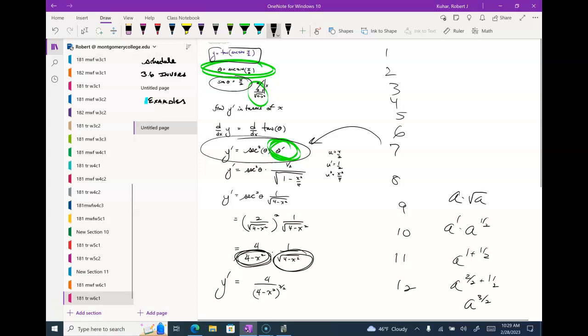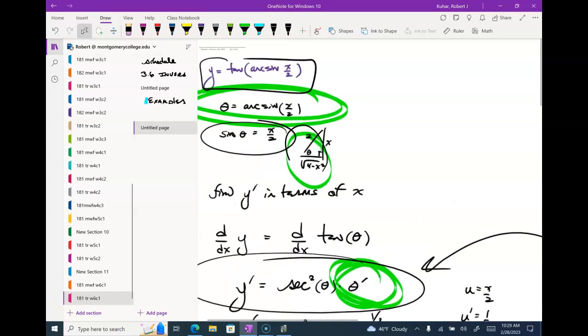Any question. Yes? Like how do you turn the square secant to the like 90? Yes. So I go back to my triangle. Once I see a trig, I had better have a triangle, right? And secant is the ratio of 2 over square root of 4 minus x squared, but it's secant squared. So take that ratio and square it.